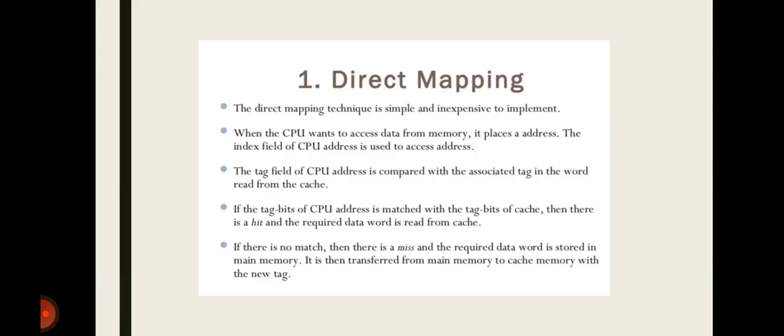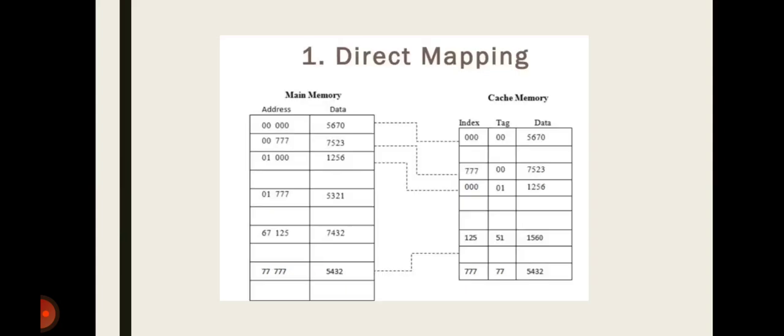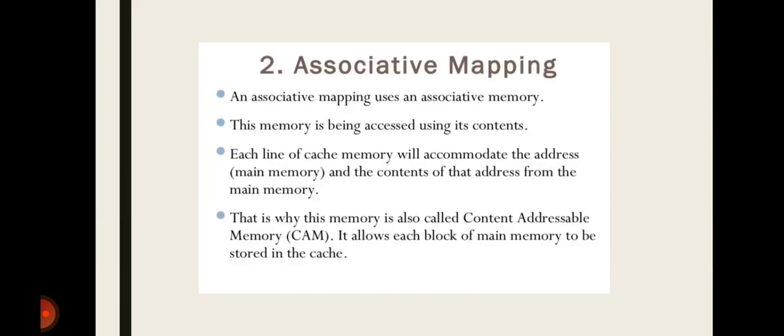If the tag bits of the CPU address match the tag bits of the cache, then there is a hit and the required data word is read from the cache. If there is no match, then there is a miss and the required data word is stored in main memory. It is then transferred from the main memory to cache memory with the new tag. Direct mapping. This is the example for direct mapping, showing a main memory and the cache memory.